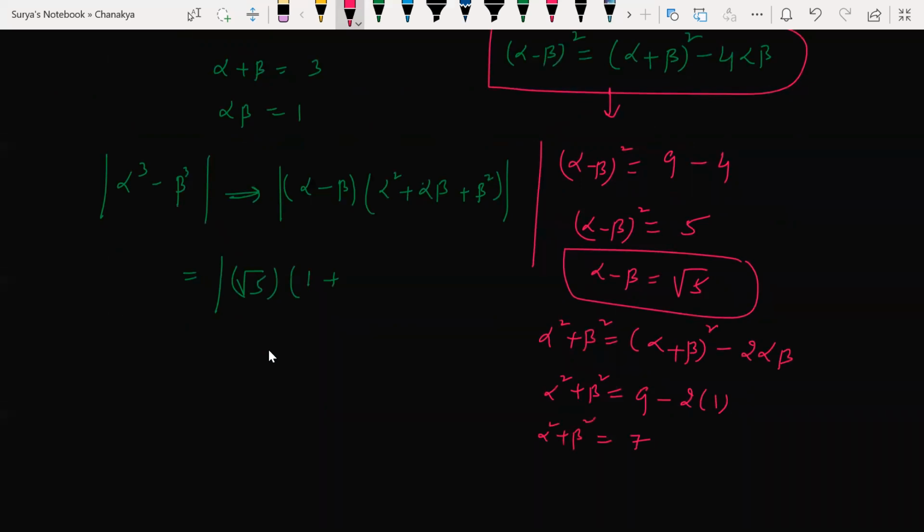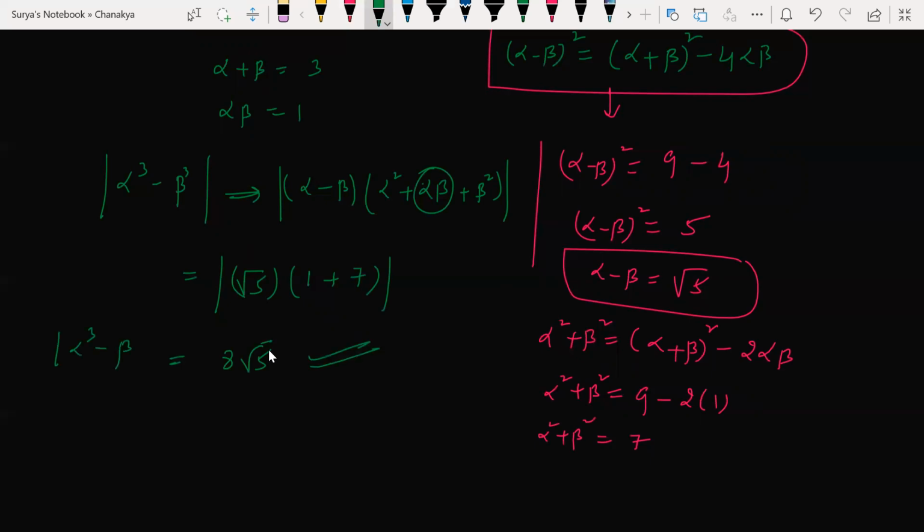Correct? Is it clear? So this is going to be now alpha square, alpha beta I wrote 1, alpha square plus beta square is 7. Hope you all getting my point. So now look at this here. So 8 root 5 I am getting here. So this is the answer.